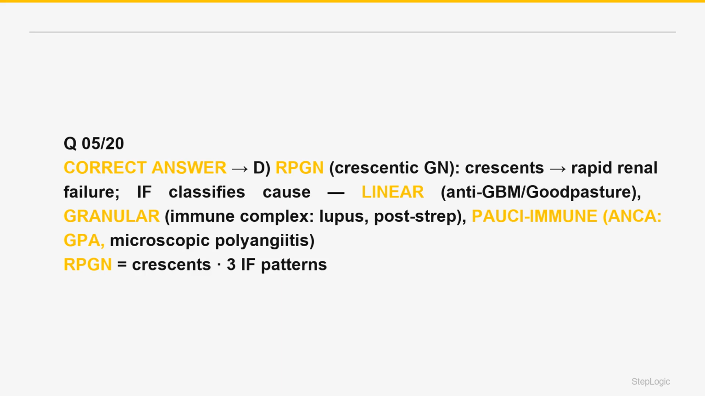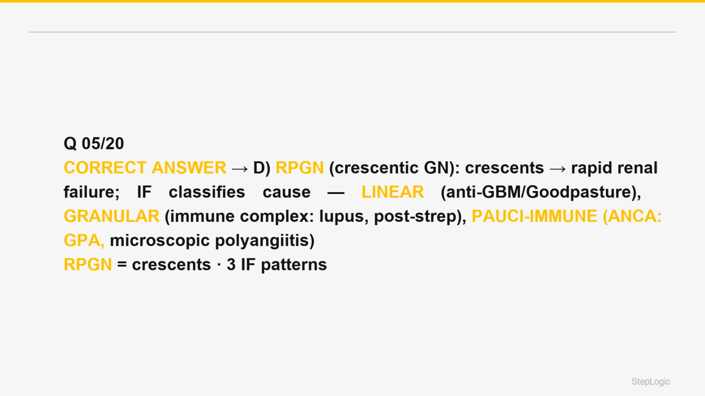The high-yield part is classifying RPGN by the immunofluorescence pattern, which points to the cause. One, linear IF: anti-GBM antibody disease, Goodpasture syndrome, with antibodies to the glomerular and alveolar basement membrane causing hematuria plus hemoptysis. Two, granular, lumpy-bumpy IF: immune complex deposition, post-streptococcal GN, lupus nephritis. Three, pauci-immune, scant IF: ANCA-associated vasculitides, granulomatosis with polyangiitis, c-ANCA PR3, and microscopic polyangiitis, eosinophilic GPA, p-ANCA MPO.